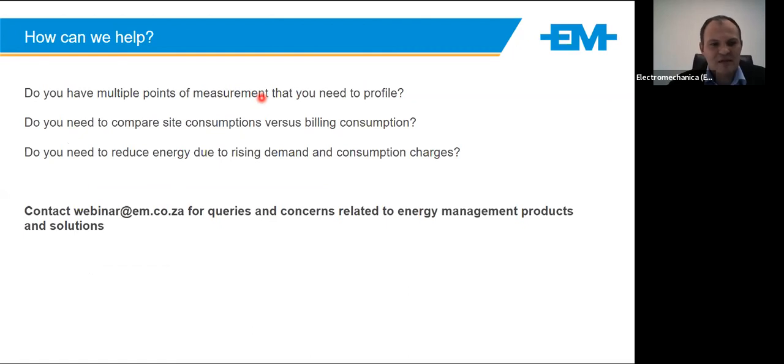So we've reached the end. So the takeaway points for any energy management system, and how can we help? Do you have multiple points of measurement that need profiling? Do you need to compare site consumption versus billing? Do you need to reduce energy due to rising demand and consumption charges? Again, you cannot control or change what you cannot measure. Quite often, customers may have all these products, but no way to visualize it. So there are solutions to this.